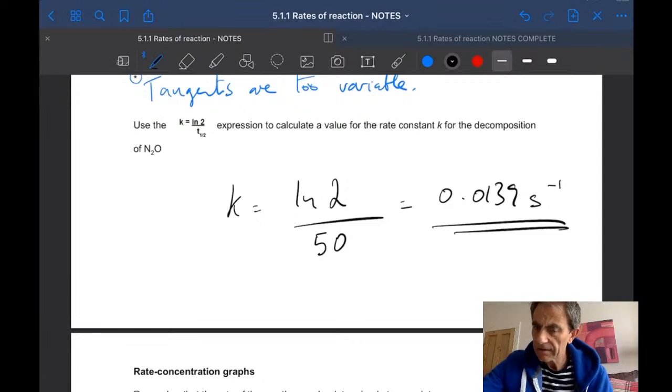So I would love to get out of the way today the rate concentration graphs, which is the next little bit. Then a little bit about clock reactions, which is again more the required practical side of things. And then there's the whole business of reaction mechanisms.